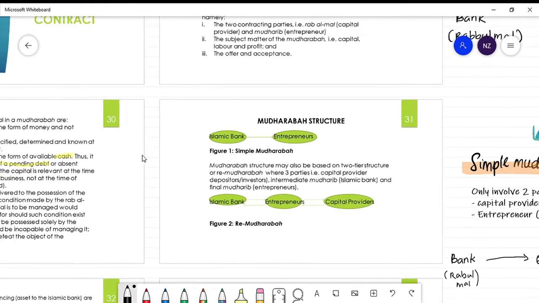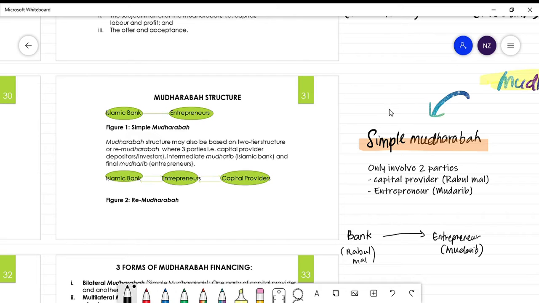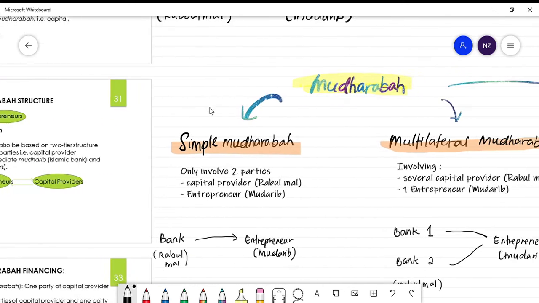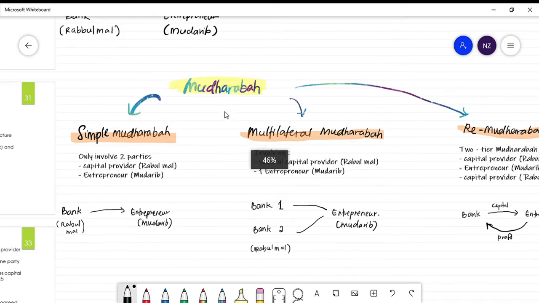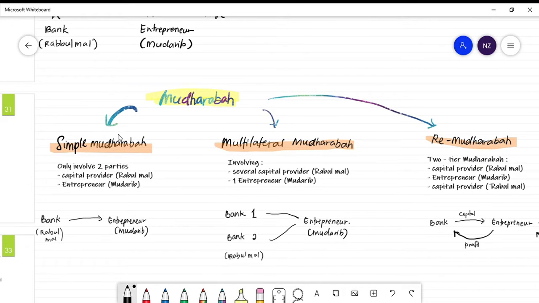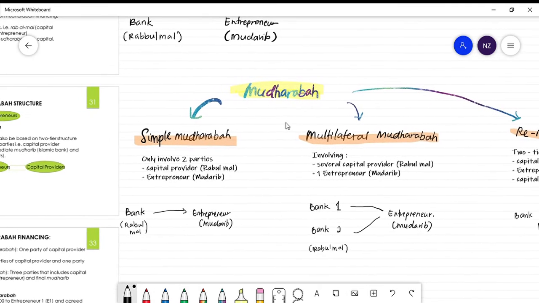So then it says here, we have 3 types of Mudharabah and this is the structure, but I already summarized it here. Okay, so as I said, Mudharabah has 3 types. One is simple Mudharabah, two multilateral Mudharabah, and lastly free Mudharabah. Each type will have 2 different structures or flow charts, the way it receives profit differs, and the way it is recorded in the books of account also differs. So we go one by one, you must understand the meaning first.